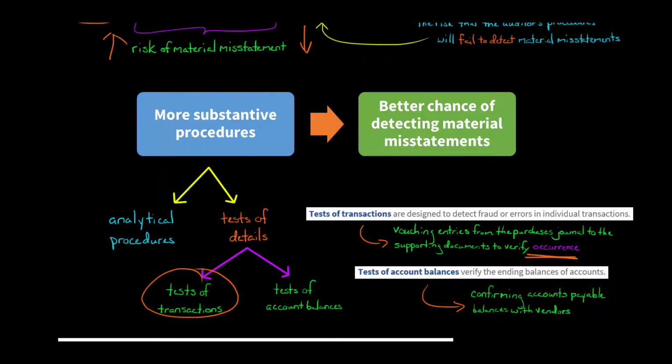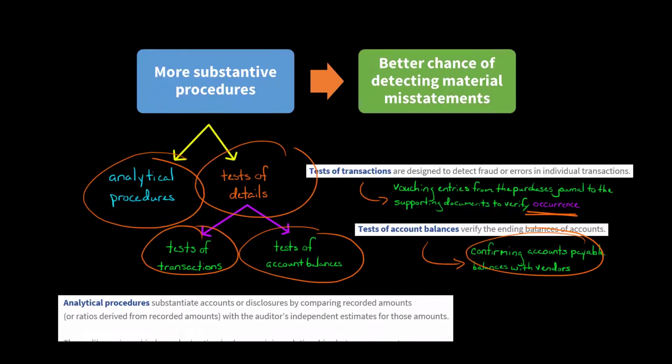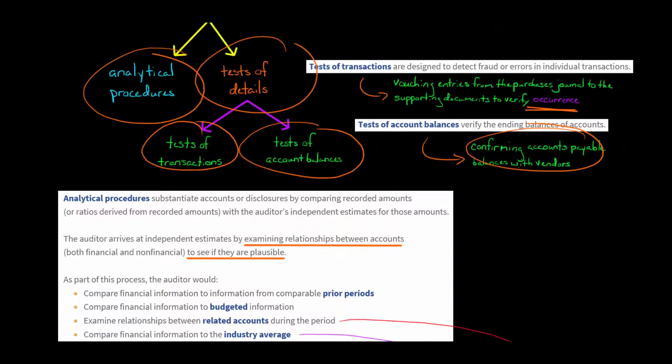An example of a test of account balances would be confirming accounts payable balances with vendors. Going to a vendor and saying, is this actually your balance? Is this the correct accounts payable balance? Now, I'm first going to talk about analytical procedures, and then we'll come back and talk more about tests of details. So analytical procedures, what are we talking about here?